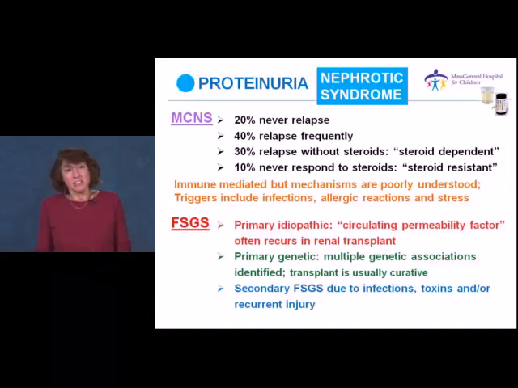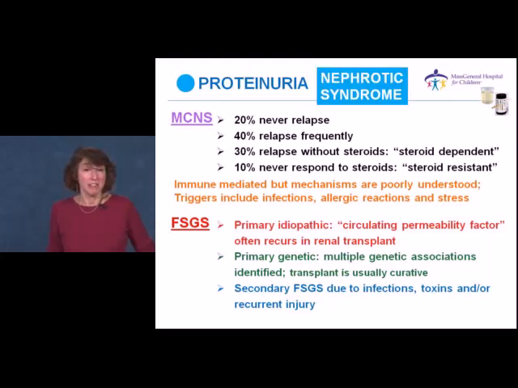The cause of minimal change nephrotic syndrome is poorly understood. It's thought that immune mechanisms are playing a role because immunosuppressants clearly reverse it. And triggers of a nephrotic presentation or relapse include immunostimulatory things like infections and allergic reactions, as well as physical stress. Focal segmental glomerulosclerosis can be divided into a couple of different categories as well.